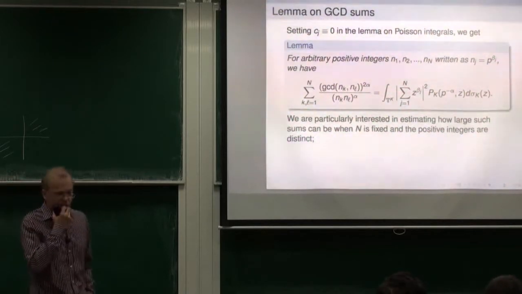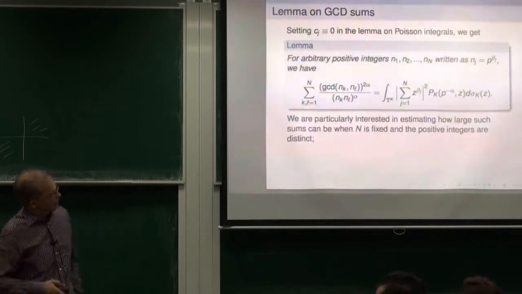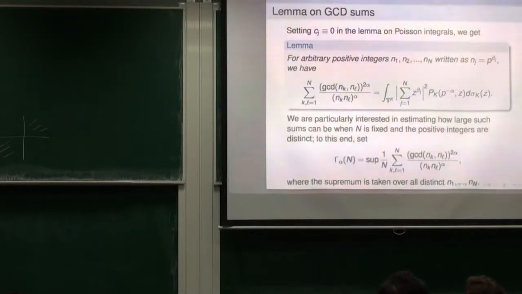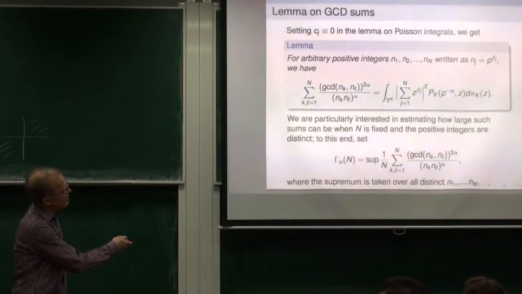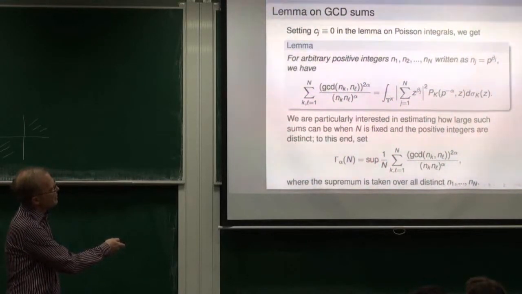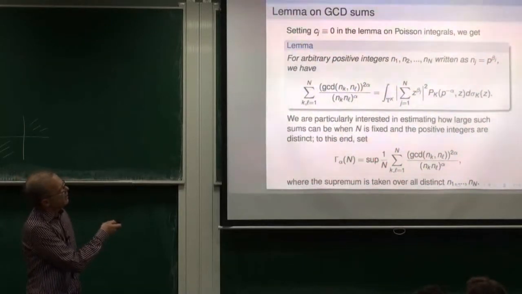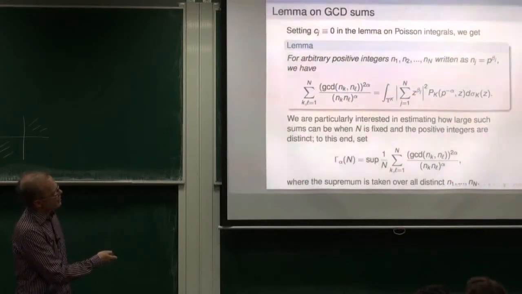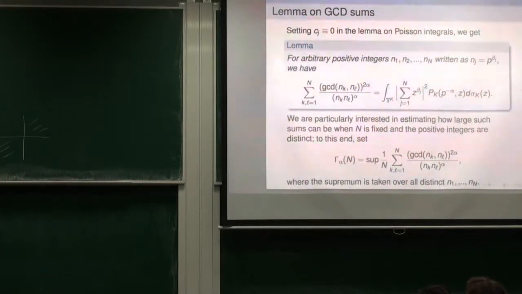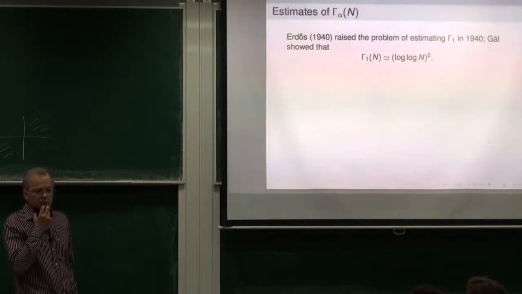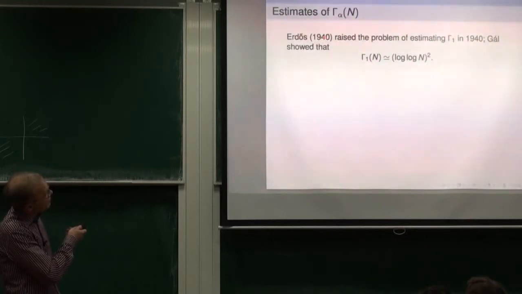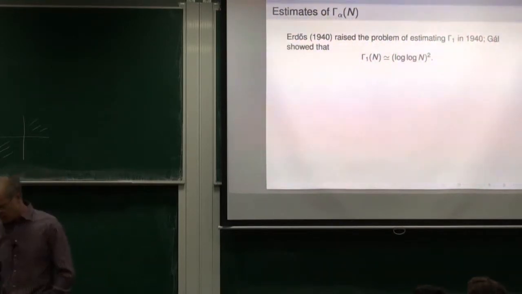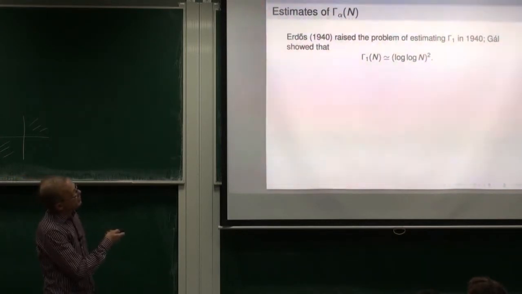And people are interested in computing how large sums like this can be. Let me just introduce notation here. We divide by n because that's quite natural to do, and we ask how large it can be. We take the sup over all possible capital N tuples of integers. How large can this sum be? Call that gamma sub alpha. This problem goes back to Erdős. Erdős posed the problem of estimating sums like this in 1940, and Gál showed that if you take alpha equals 1, that means reciprocals of the primes, then you get precisely log n squared, up to constants.